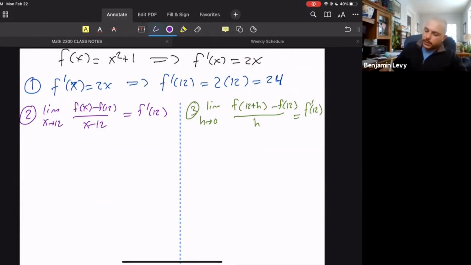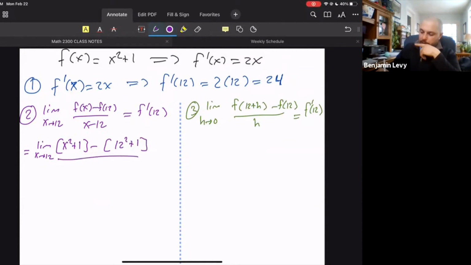All right, so let's write this down. So, right, f of x is just the function. So the function here is just x squared plus 1. F of 12 is plugging 12 into that function, right? So that would be 12 squared plus 1. And then we just have x minus 12 on the bottom. Right, so here's my f of x. Here's my f of 12.